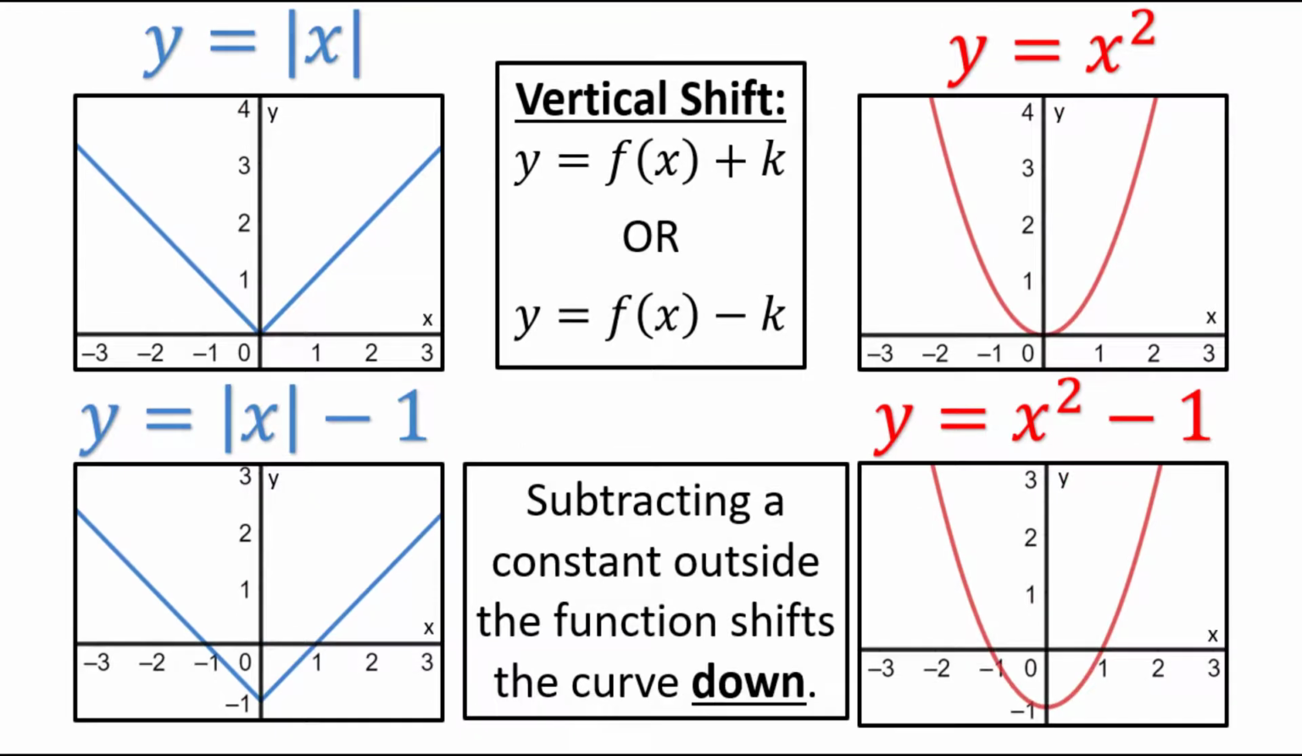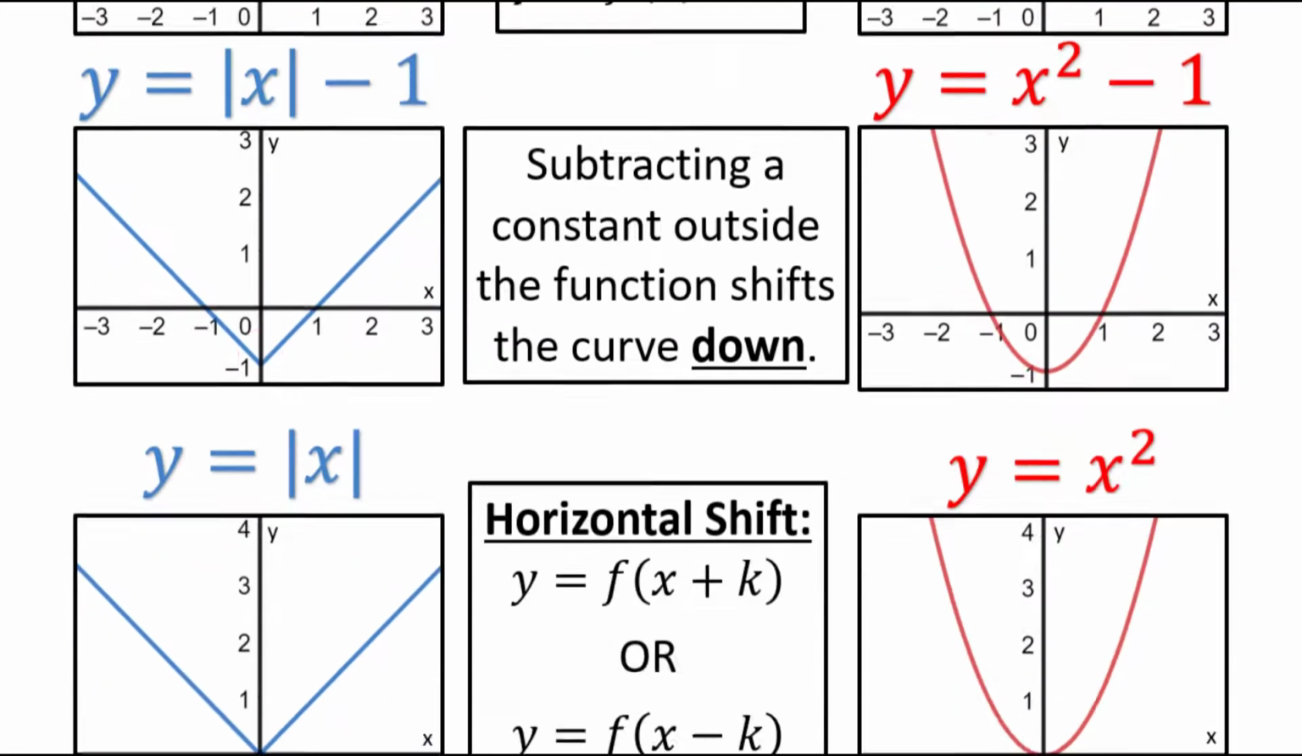Subtracting a constant outside of the function shifts the graph down, such as subtracting 1. The graphs are exactly the same as the parent function, but every point is shifted 1 point down. Instead of 0, 0 on each graph, we have 0, negative 1 for both the absolute value and the parabola functions.